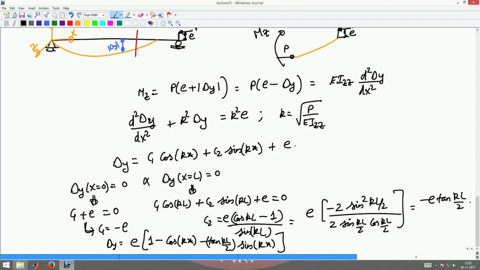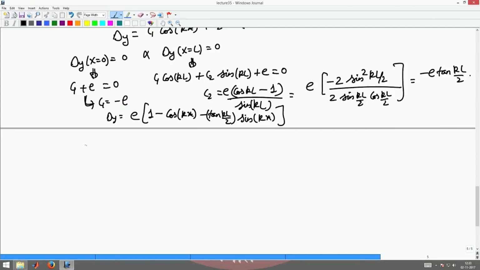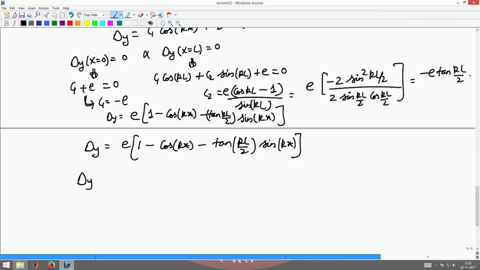Okay. Now, let us proceed further. We have found delta y to be e times (1 minus cos kx minus tan kL by 2 into sin kx). Here we did not find anywhere, we were able to apply the boundary conditions without requiring P to take a particular critical value. That is the first observation. Okay. The next observation is we want to find delta y max.